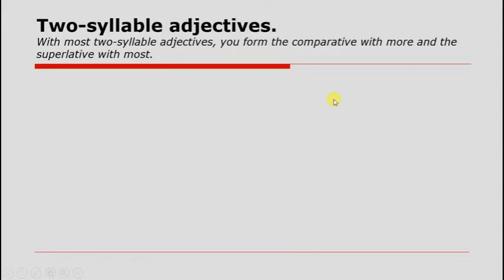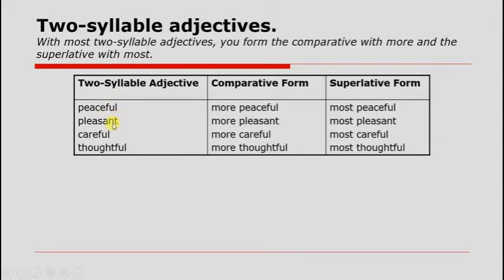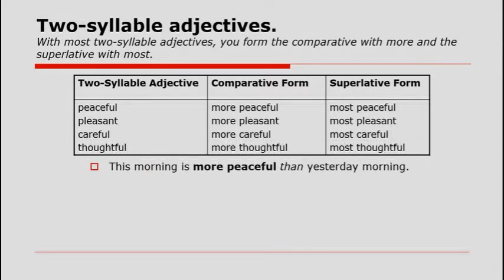What about two-syllable adjectives? I told you about one syllable, but we have two-syllable adjectives like peaceful, pleasant, careful, thoughtful. You form comparative with more and superlative with most. So guys, peaceful is not a short adjective. It's called a long adjective. Yes, it's a long adjective. So to make comparative between two persons or two objects, we use more before adjectives. And to form superlative, we use the most peaceful.